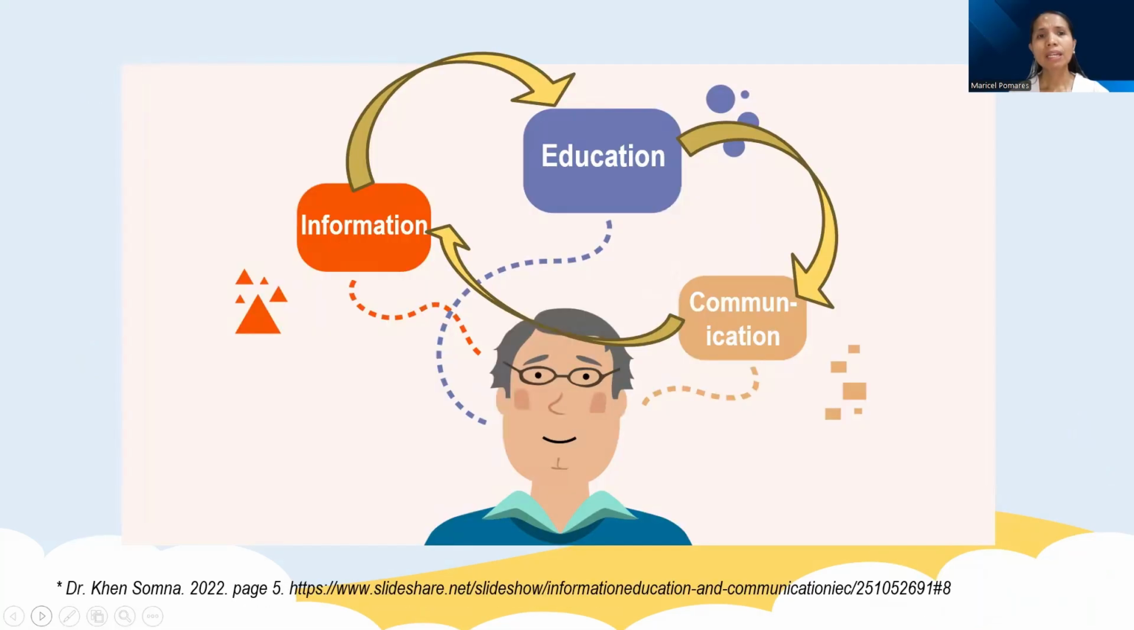Now, these three terms, information, education, and communication, are interrelated because the information provides the knowledge and understanding. And then the education will use this information to provide knowledge and attitudes, so it could promote critical thinking, while the communication will facilitate the dissemination of information and education to the target audience so that it could promote understanding and action.